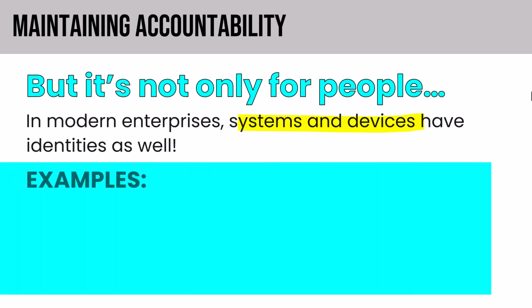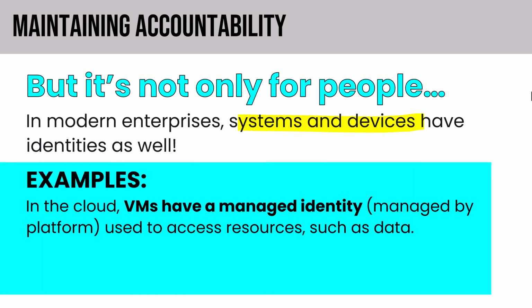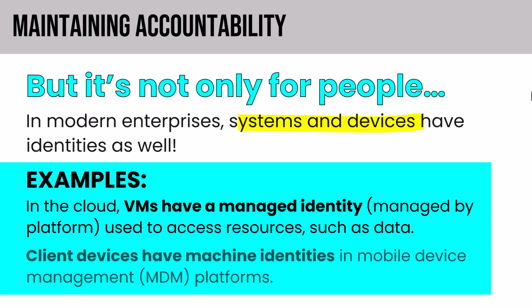2 good examples: virtual machines in the cloud will have a managed identity managed by the platform, created and deleted with the VM, sharing its life cycle, and used by the VM when it accesses resources such as data. So we have an audit trail. And client devices will often have machine identities in a mobile device platform, often tied back to the identity provider platform. And that can be leveraged to make decisions around authentication and authorization of the user on the device.